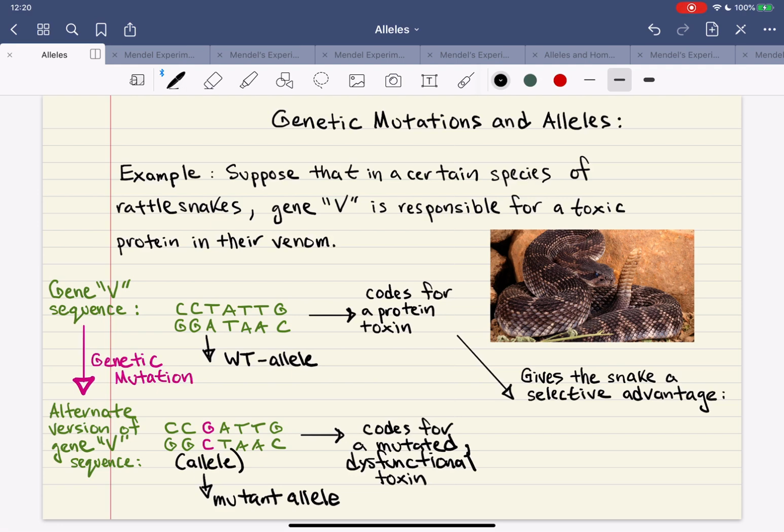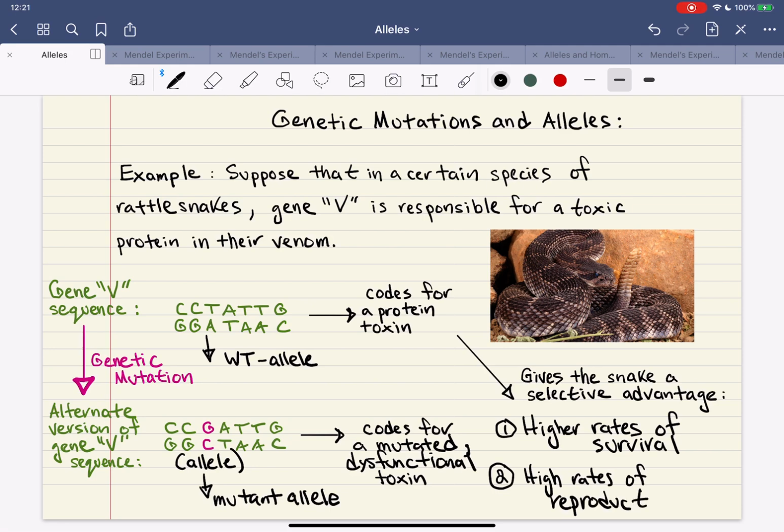And one more time, let's write out what a selective advantage is. So individuals that have this version of the gene for the toxin, we expect them to have 2 things. Higher rates of survival. They're getting more food in this case. Better defense. That's 1. But there's 2 parts to saying selective advantage. Number 2, usually it implies if you're surviving, better chance at reproduction and passing on your alleles, your genes, to future generations.